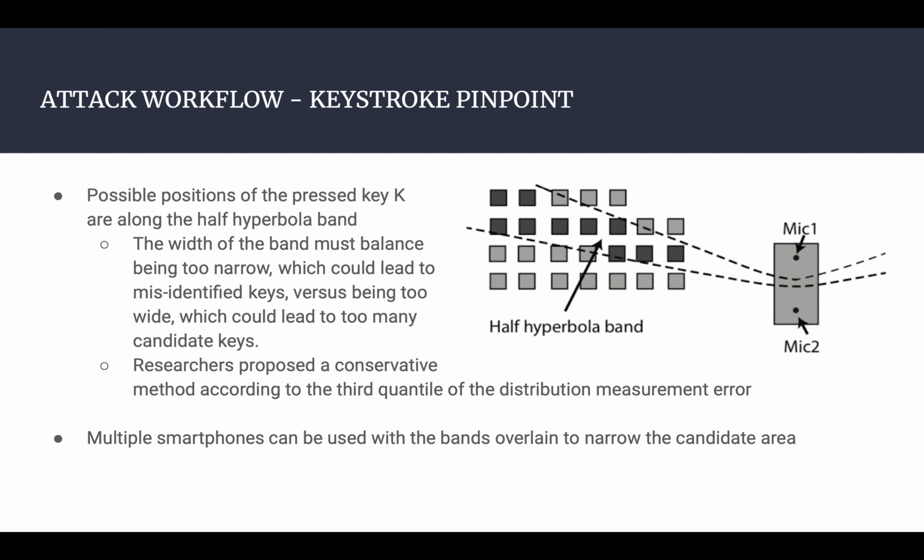And then, as I previously mentioned and alluded to, a single phone can be used, and you can see in the illustration here what that looks like. However, you can get greater accuracy if you're using more than one phone at a time because you can overlay the bands, which narrows down the candidate area so that there's less to consider in identifying the keys, and you can get a higher degree of accuracy.